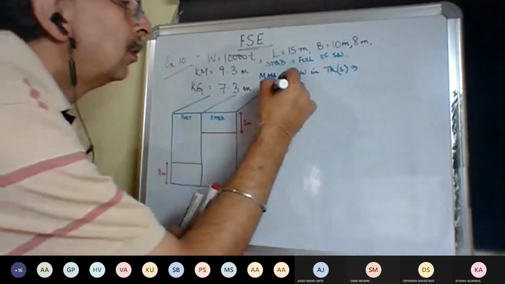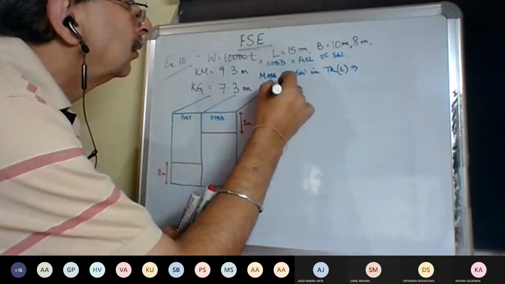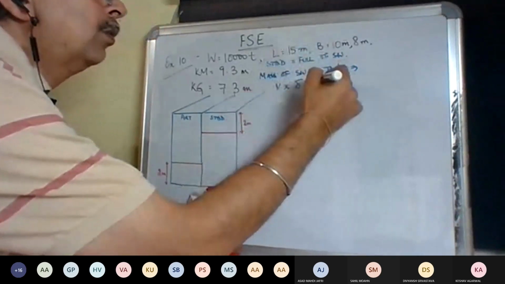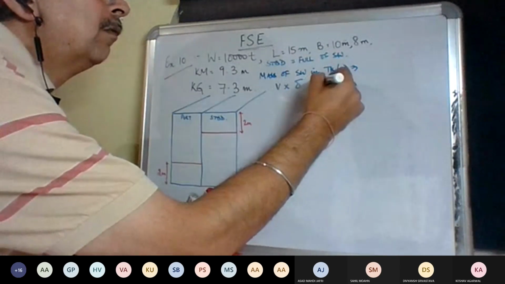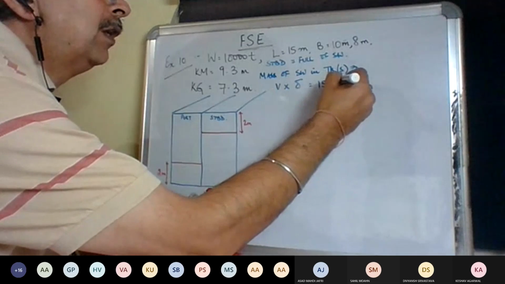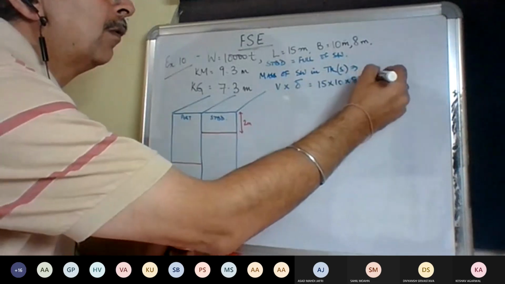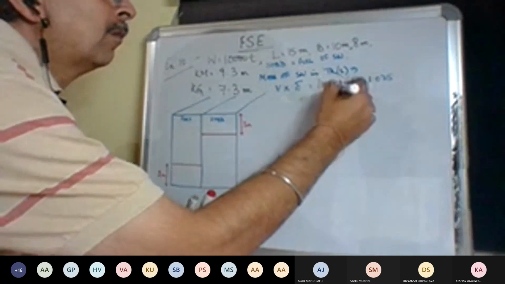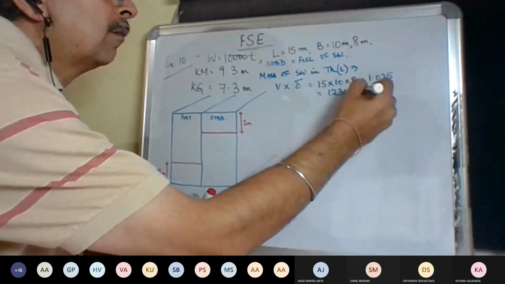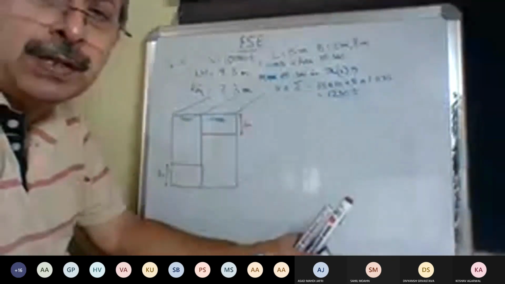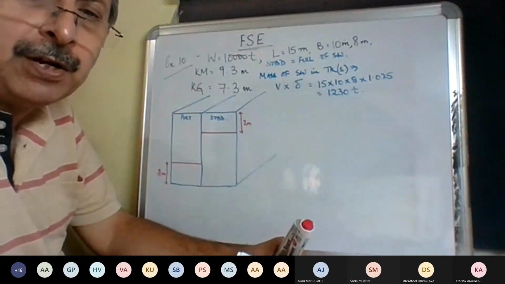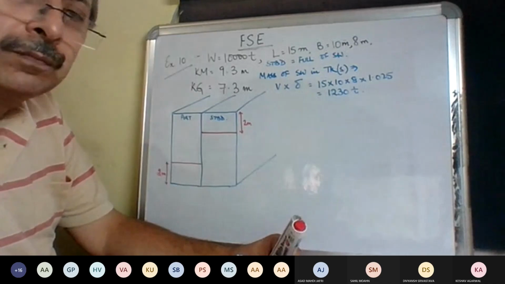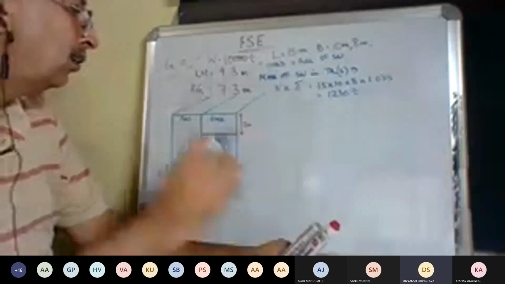So, Sir, 1230 tons. Volume into density is equal to 1230. Is everybody okay with this? 1230? Yes, sir.